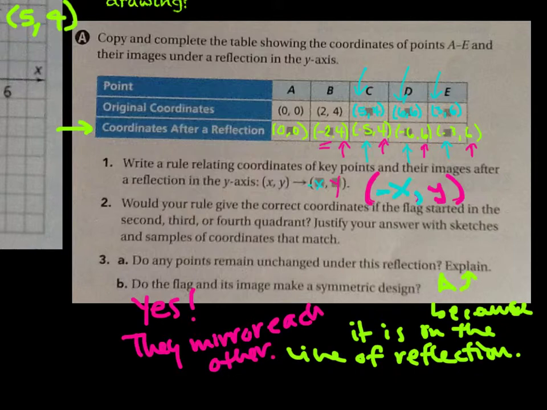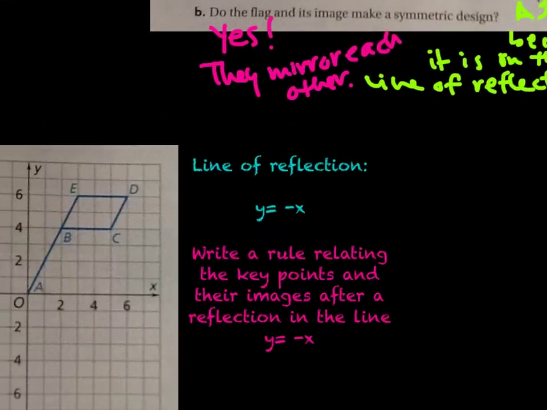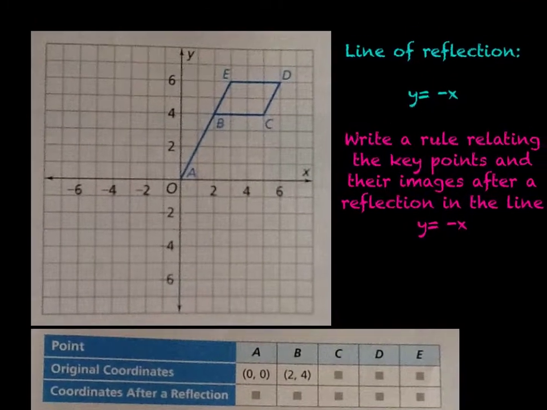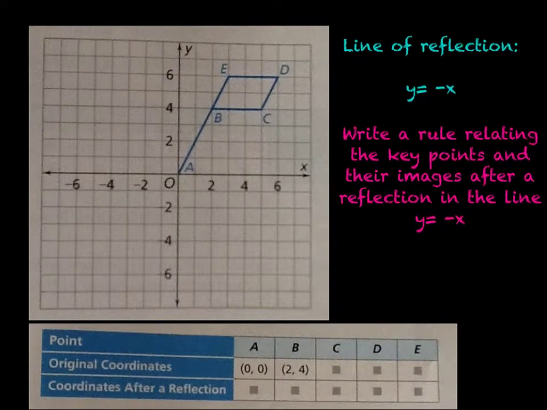Let's go on to the next question that we have here. This one's a little bit more tricky. Our line of reflection this time is y is equal to negative x. Now you don't need to be able to do this exact situation. You need to be able to do a situation where y is equal to x. So your line is going to go in an opposite direction of this line. However, this is still important to pay attention to.